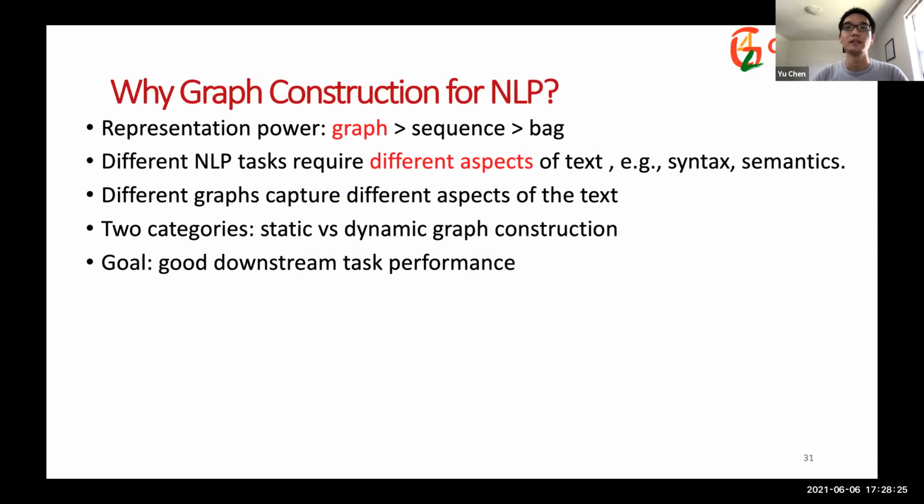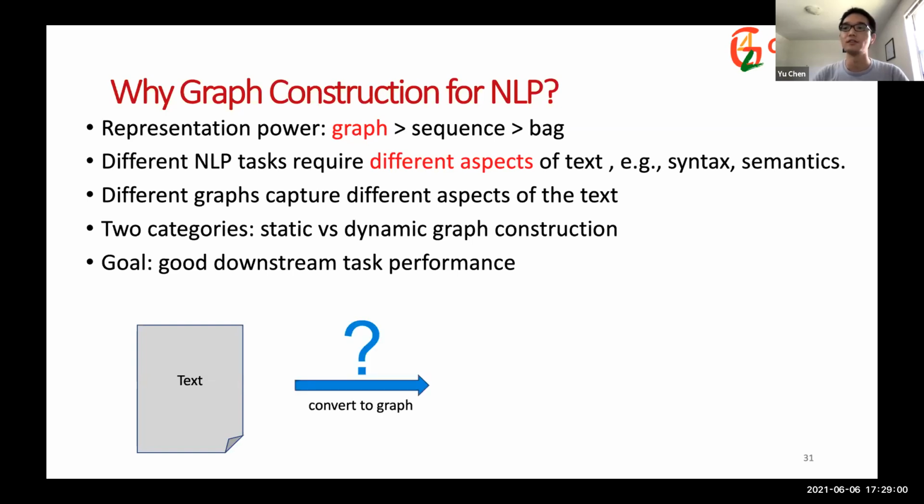As we previously introduced, there are three typical ways of representing text: bag, sequence, and graph. Among all three approaches, graph has the strongest representation power because it can capture rich and diverse information about the text. Different NLP tasks require different types of information, such as syntax and semantics, and different graphs capture different aspects of the text. Therefore, how to convert text to graph is an important yet challenging question, which really depends on what aspects of the information we want to capture in a text graph.